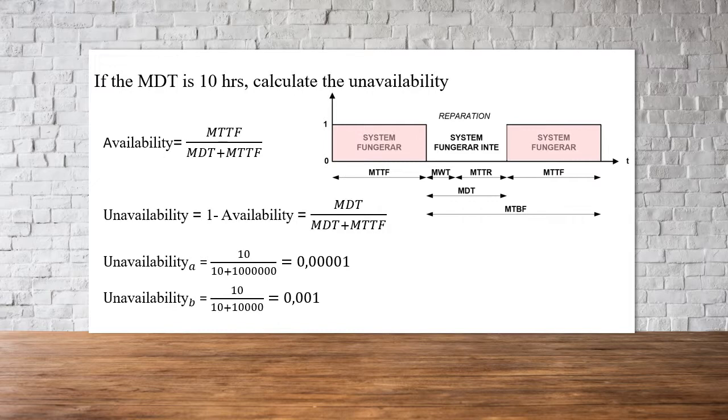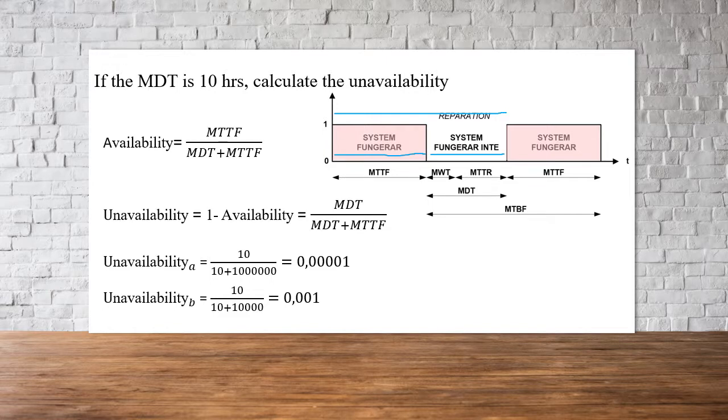The next part was about calculating the unavailability when we know that the mean downtime is 10 hours. This is the time that our system is working and operational, and this is the time that our system is down for maintenance and repair. So if we want to calculate the unavailability, we need the percentage of this time relative to the whole life, the whole cycle that we have.